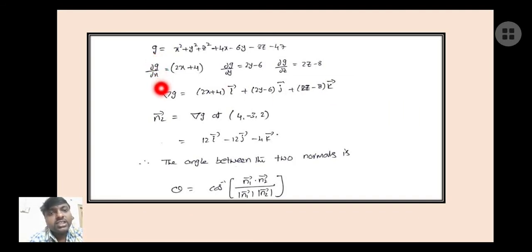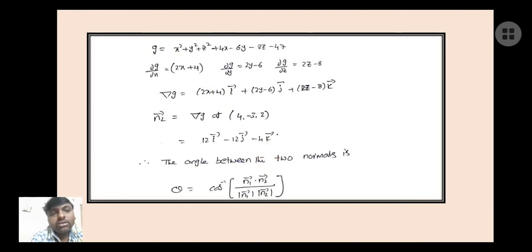I am writing the partial derivatives. The partial derivative of the surface with respect to x is 2x plus 4, with respect to y is 2y minus 6, with respect to z is 2z minus 8. Putting these values into the gradient, del G is 2x plus 4 into i bar plus 2y minus 6 into j bar plus 2z minus 8 into k bar. Now I replace the point here. So n2 bar is equal to del G at the point 4, minus 3, 2. Now replacing the point, that is 12i bar minus 12j bar minus 4k bar.